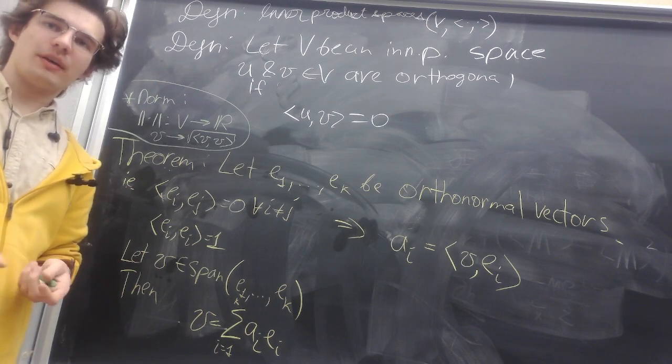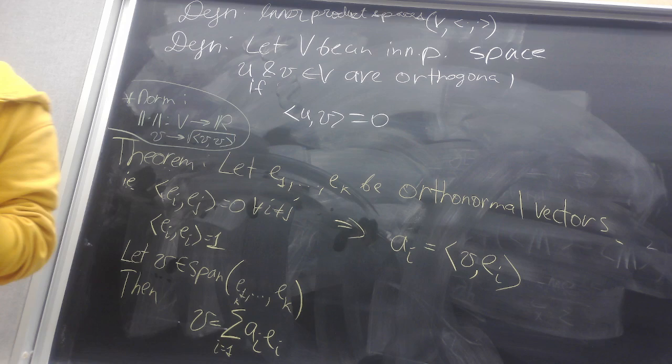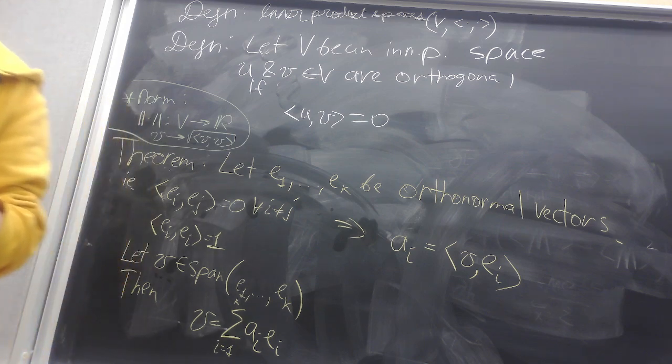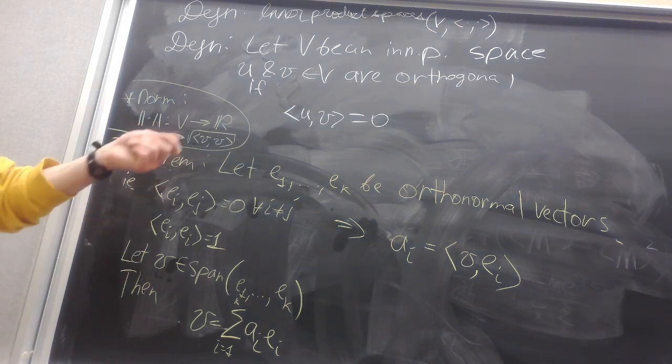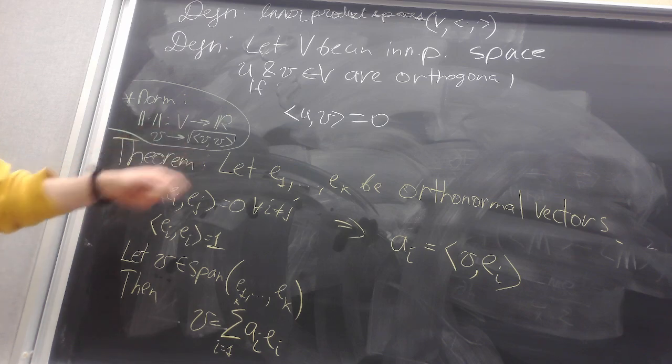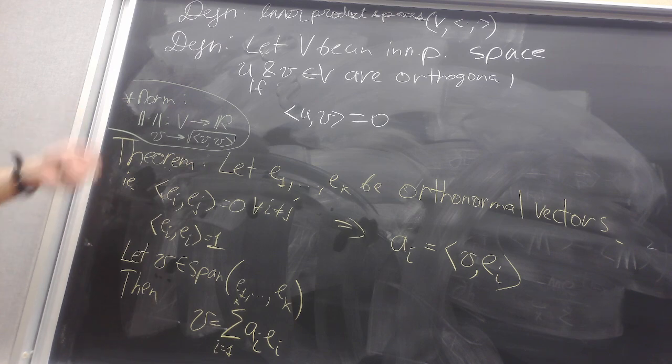So in some sense, if we have an orthonormal basis, then we can use the inner product to directly figure out what the coordinates are in that orthonormal basis. Okay, and I think we proved this theorem last time. Do people remember if we proved this theorem last time? I think we did. So let's prove it again.